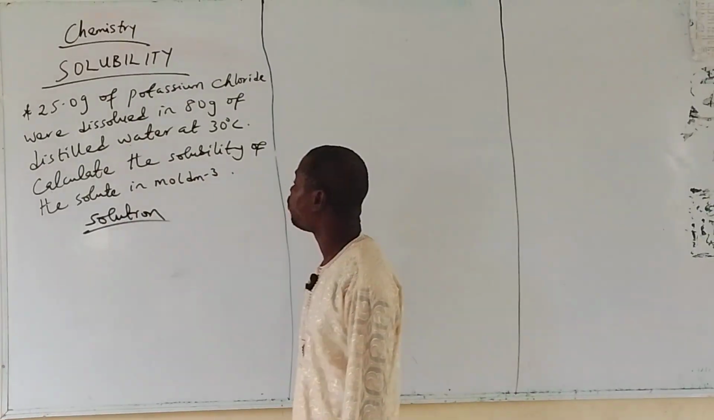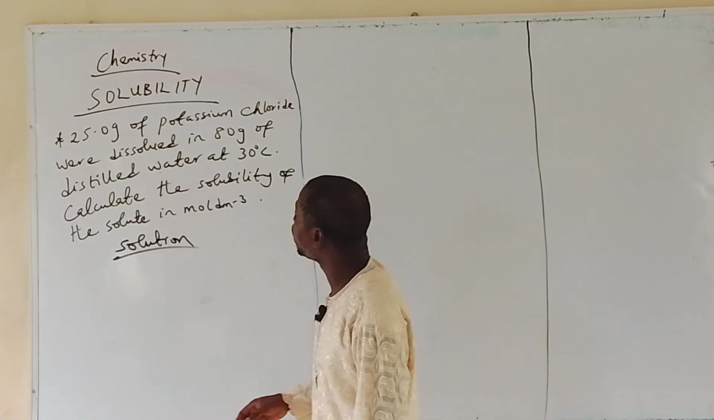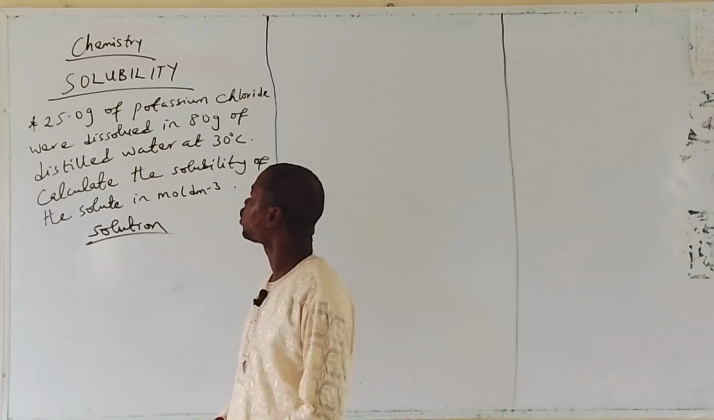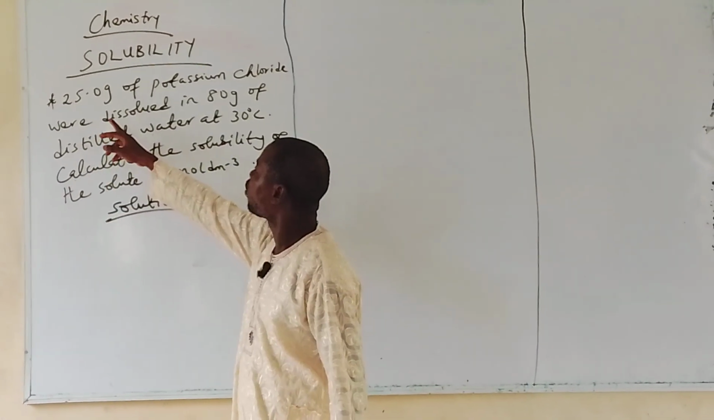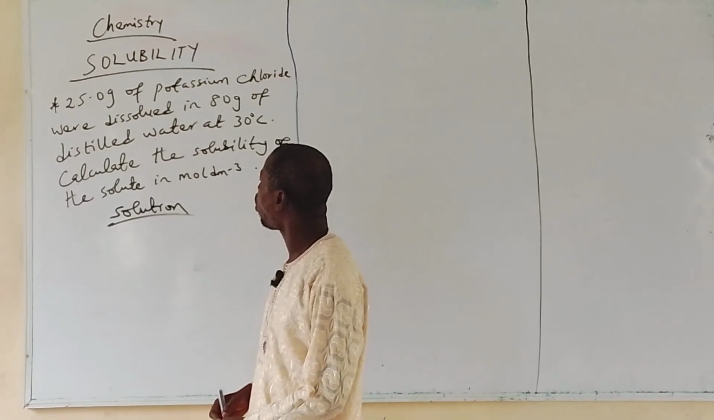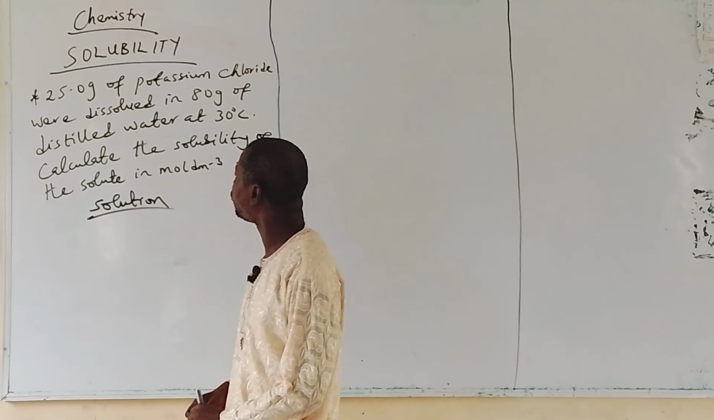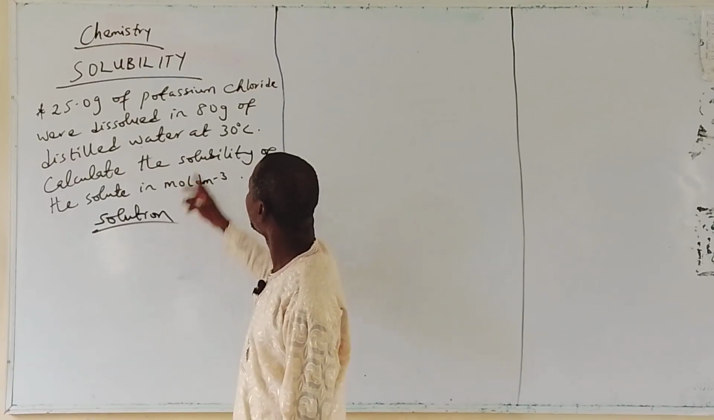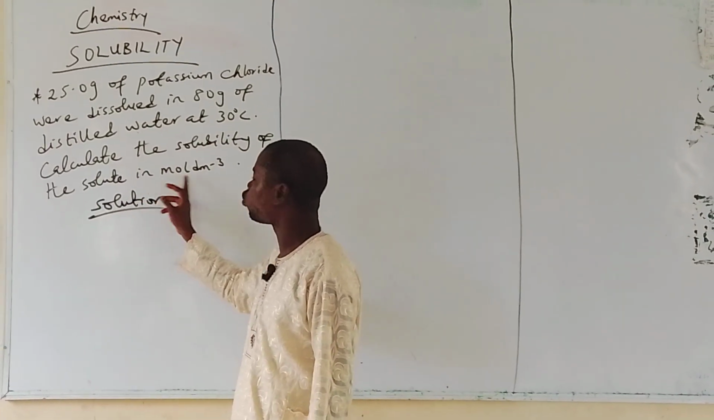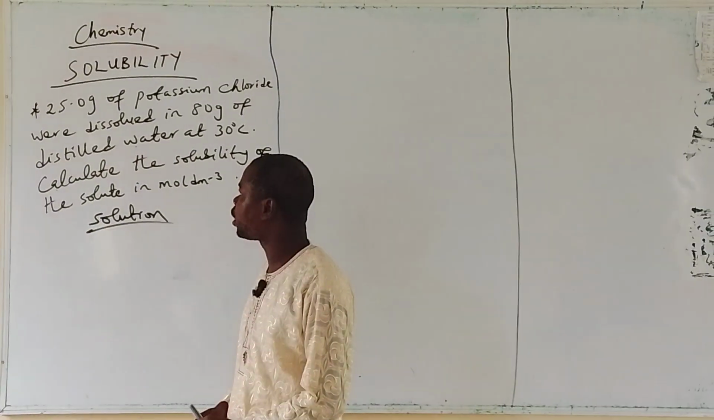Welcome to another video. In this video, I want to solve a question on solubility. So the question goes thus. 25.0 grams of potassium chloride were dissolved in 80 grams of distilled water at 30 degrees Celsius. Calculate the solubility of the solute in mole per dm cube.